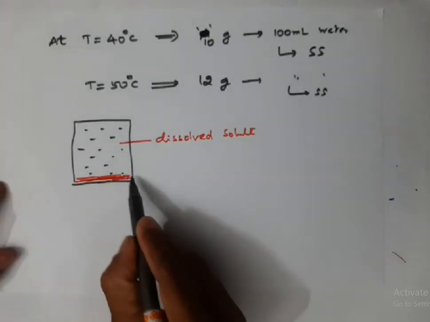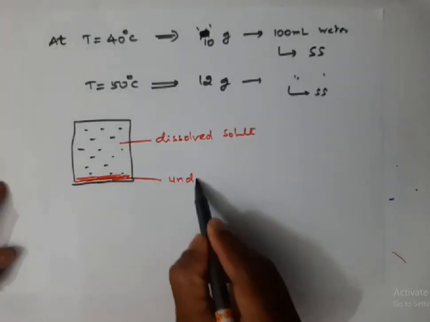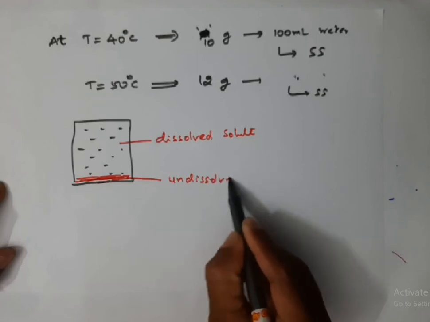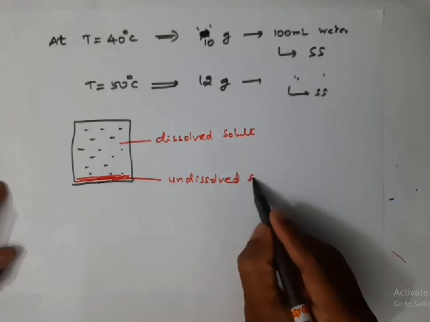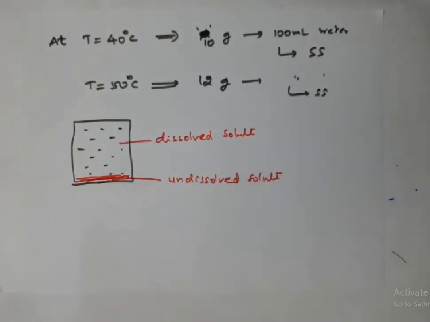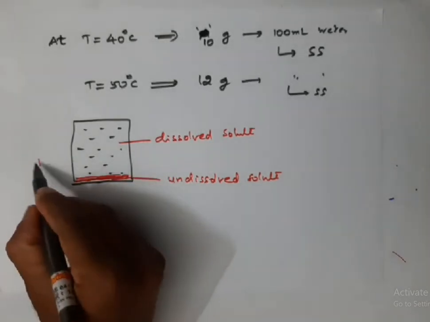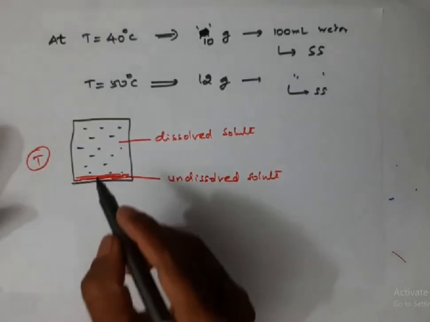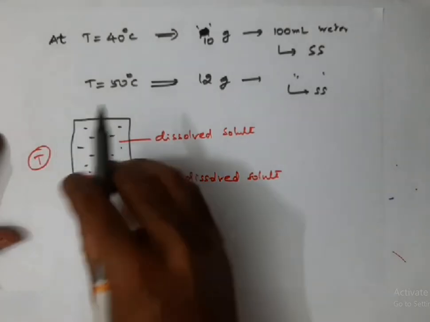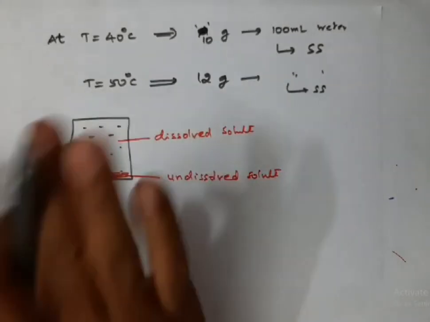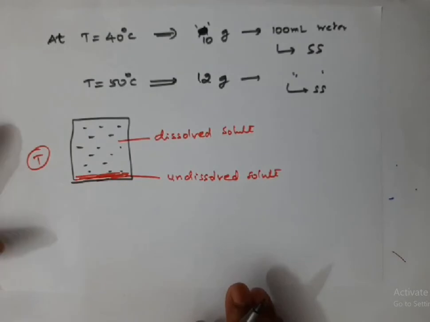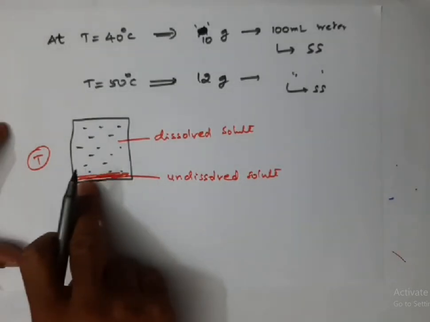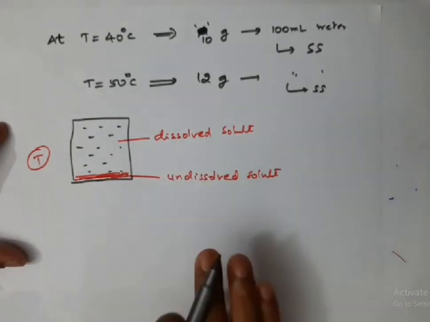And we also have some undissolved substance, because I have added excess undissolved solute. Students, observe this carefully. Let the temperature of the solution be T, right? At constant temperature, some amount of substance is already dissolved, that is the maximum amount. The remaining amount of substance simply settles down and remains as solid.